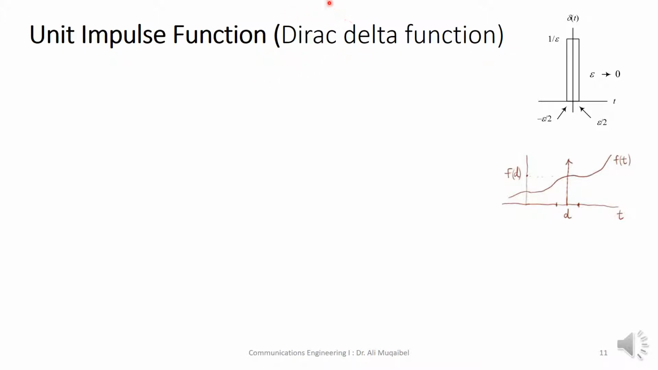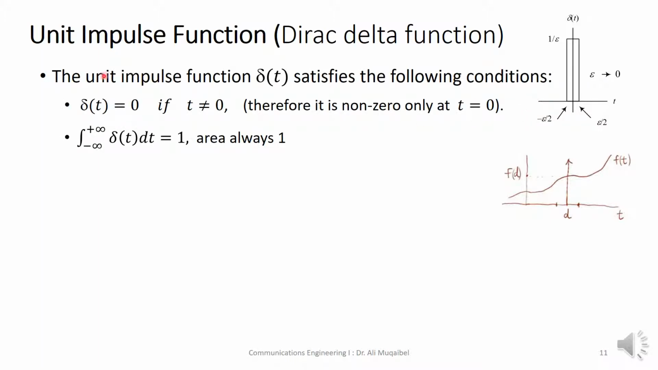This is the name of a scientist. We're giving credit by saying Dirac delta function. Here how it looks, here how it's defined. The unit impulse function, delta of t, satisfies the following conditions. It's equal to 0 for all values of t not equal to 0. And it's not defined at t equal to 0. We're not saying what it has in terms of value at t equal to 0, but we are saying it's equal to 0 outside.